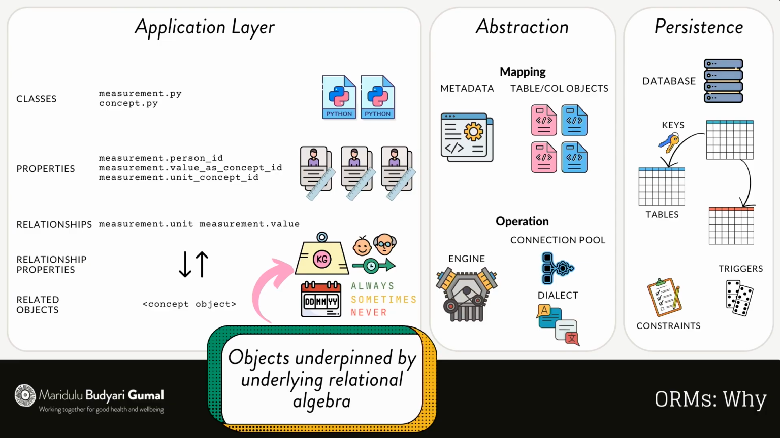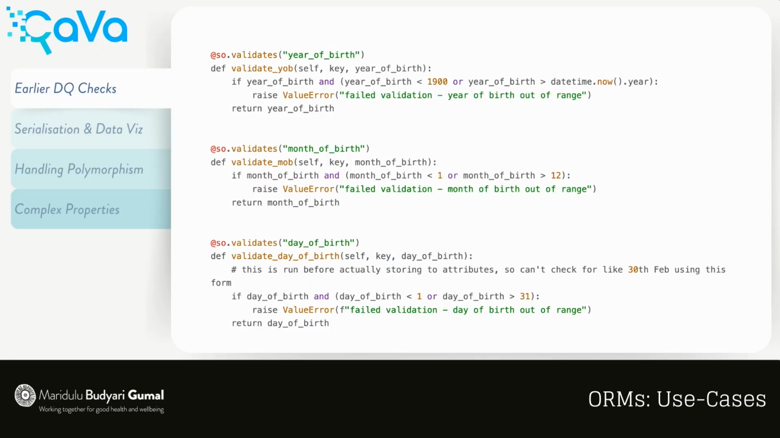A concept object that's returned as a unit concept has enough context to know that it needs to behave differently to one that was returned via value as concept, for a basic example. And this can even extend to that concept object having different behavior depending on further relational details, like dates or age variables. And here are a couple of use cases for why you might want to do this.